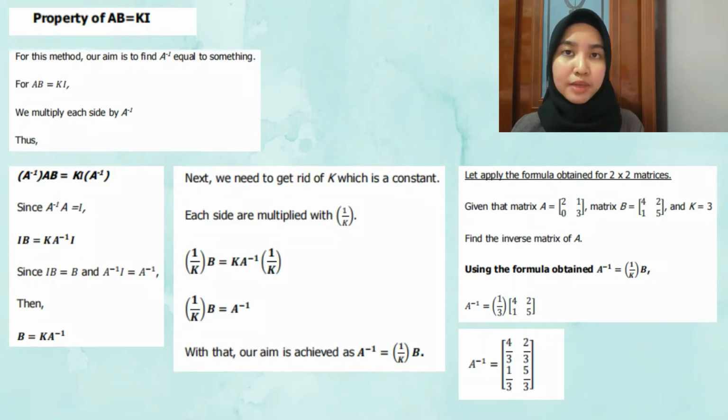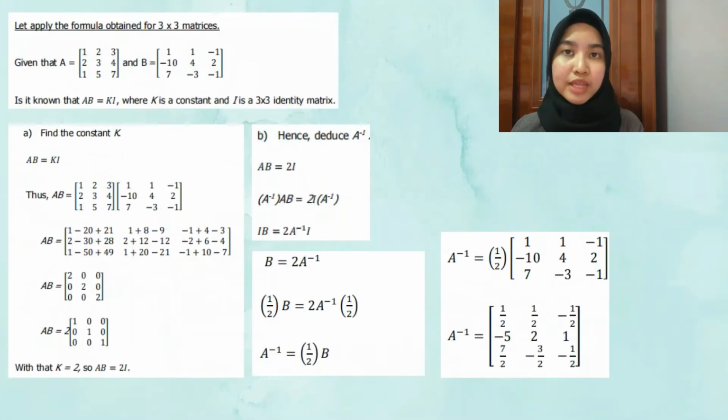Now, for example, we find the A inverse in the question of a 2 by 2 matrix, where the matrix A, matrix B, and the constant are given. For this, we only need to substitute all of them into the formula obtained. Hence, the A inverse is obtained simply.